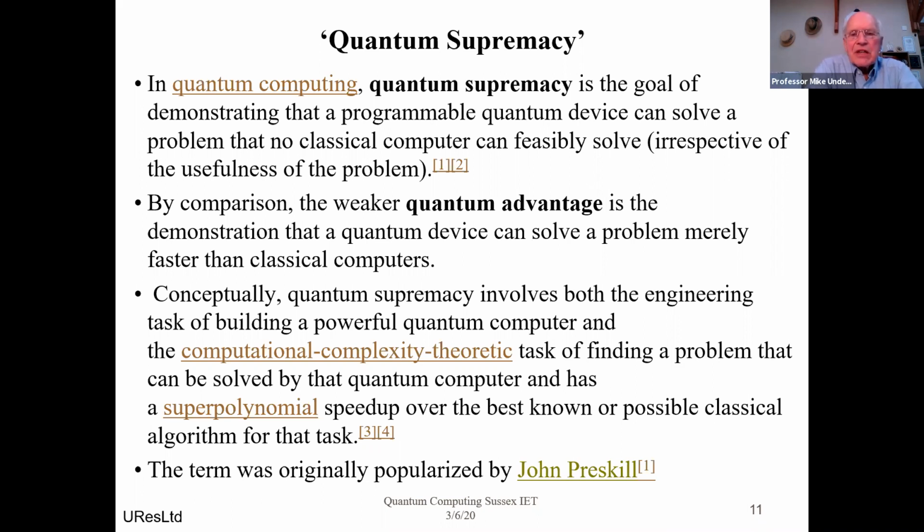Now, quantum supremacy is actually quite difficult. It involves engineering a powerful quantum computer and finding a computational complexity theoretic task, a problem that can be solved by that computer. Now that actually is a warning. At the moment, quantum computers cannot solve all the problems that an ordinary computer can. It can only solve specific kinds of problems, some of which have been mentioned in the previous video.